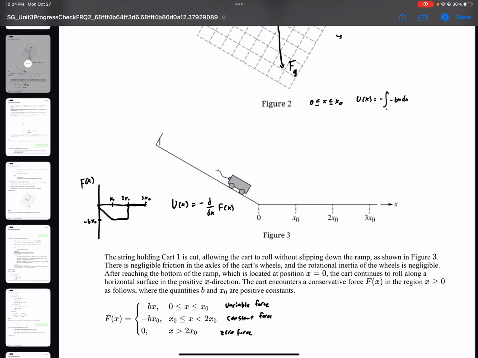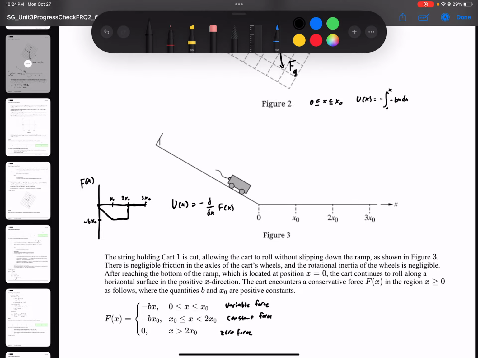I'm going to evaluate it from 0 to x, not 0 to x naught. You can do that, but it's not going to give you a function. It's going to give you a definite value, which is why I'm also going to graph it so I can help explain it. This is asking for a function. It's not asking what is the total potential energy in between these regions. That's when you would go from the bottom of the region to the top of the region and add it all up. We're writing a function.